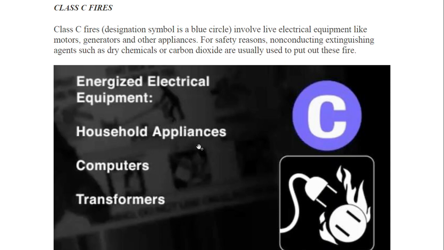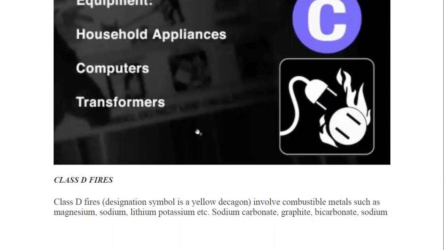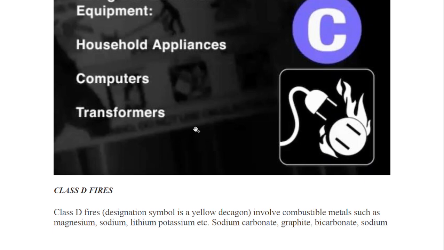So that's why we are not using it. We can use carbon dioxide as well as DCP, but for safety reasons we are not using the DCP. Now class D fire. When we talk about class D fire, the yellow decagon involves combustible metal.